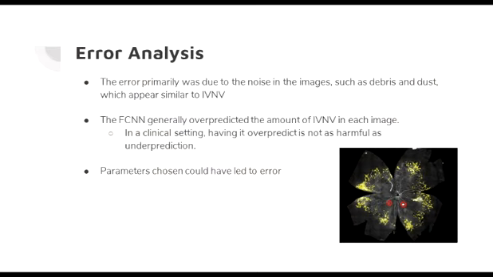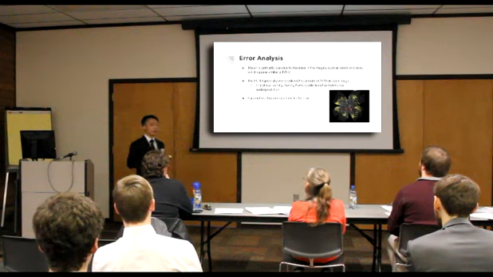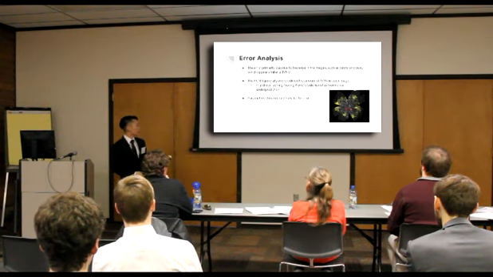And so, for example, you have debris in these images. And what these are, these bright white spots in these images that appear very similar to IVNV. And so you can see how the IVNV is bright and white, whereas this debris is also bright and white. And so what that would cause the fully convolutional neural network to do is to overpredict the amount of IVNV in the image. However, this isn't as harmful as underpredicting the amount of IVNV, because if you underpredict the amount of IVNV, that's signifying that the patient may not have ROP, right? But if you overpredict it, that's just saying that this ROP is more severe. And so having it overpredict was not as harmful.